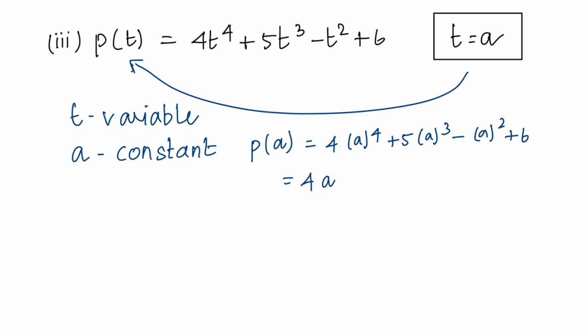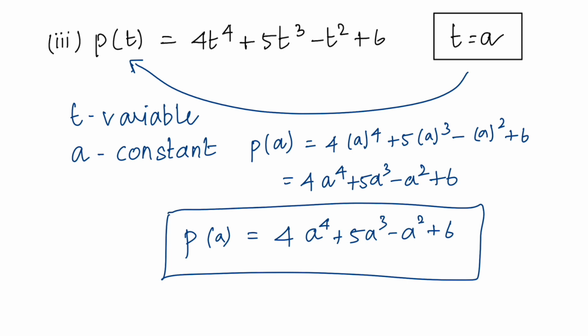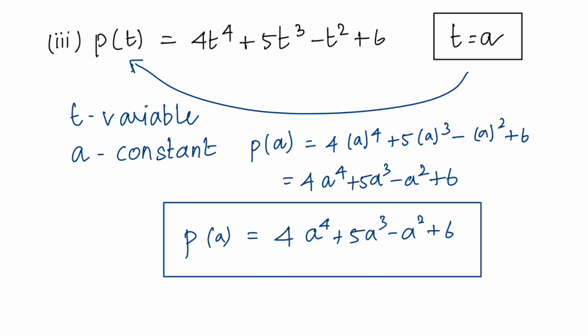You can just write them without brackets. 4a power 4 plus 5a cube minus a squared plus 6, and that is all that you can write for this question. So if you want to take out the answer and write it here, P of a is equal to 4a power 4 plus 5a cube minus a squared plus 6. What you have basically done is you have replaced the variable t with the constant a in this equation, and that is all that you can do for this question.